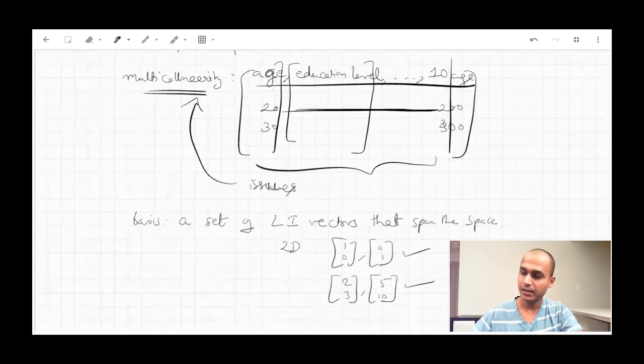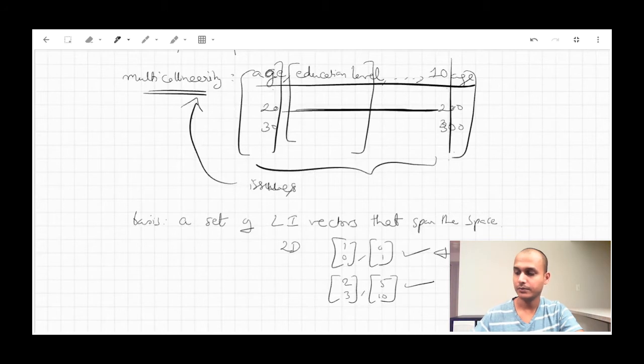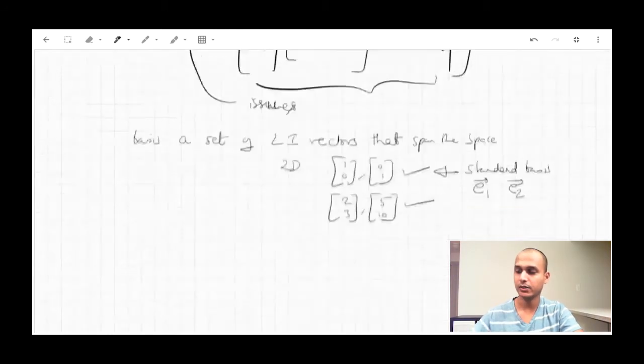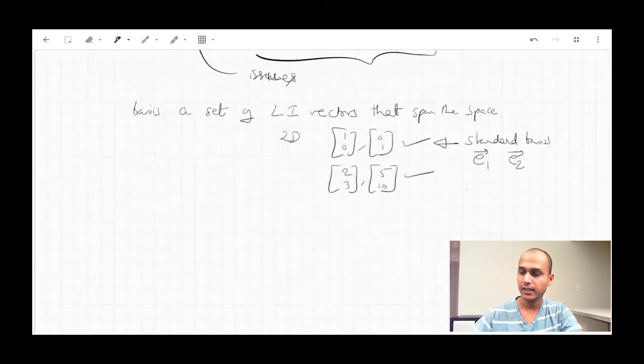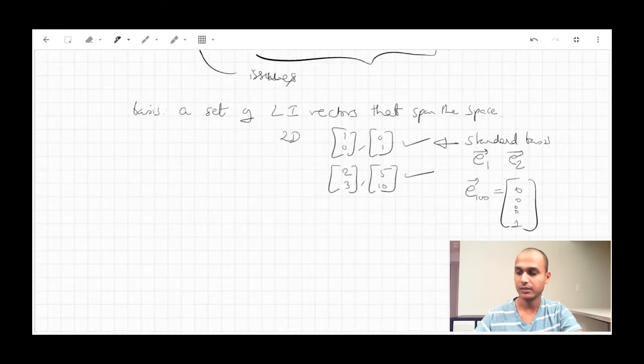In particular, the first one is called the standard basis, and I'll use the shorthand notation E1 and E2 to represent them. So you can imagine, we can generalize that to, if you have 100 dimensions, then E100 would be a vector which will be all zeros except the last entry being 1, for example.